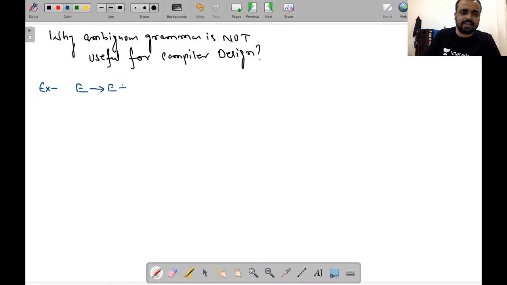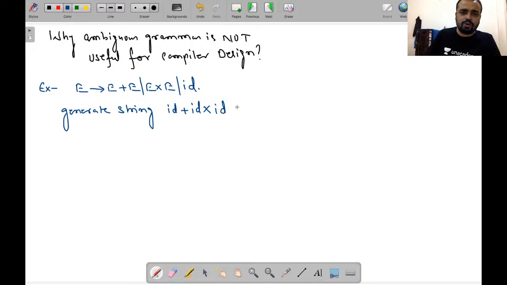Suppose E derives E plus E, or it could derive E into E, and then we assume it derives ID. Now the question is to generate the string id plus id into id, or you can say 2 plus 3 into 5. Got it? In place of all these ids, we have considered 2 plus 3 into 5. So how to generate this particular string? Of course, with the help of a parse tree.